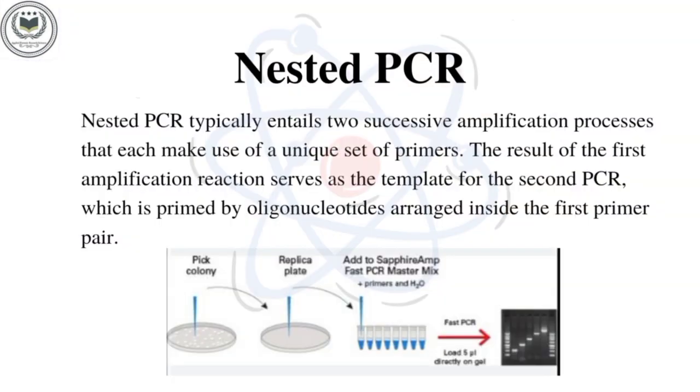Nested PCR. Nested PCR typically entails two successive amplification processes that each make use of a unique set of primers. The result of the first amplification reaction serves as the template for the second PCR, which is primed by oligonucleotides arranged inside the first primer pair.